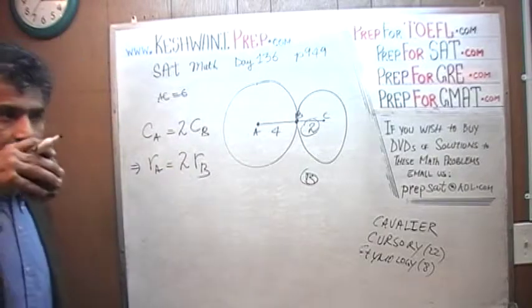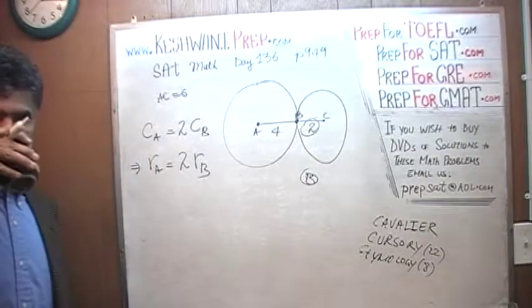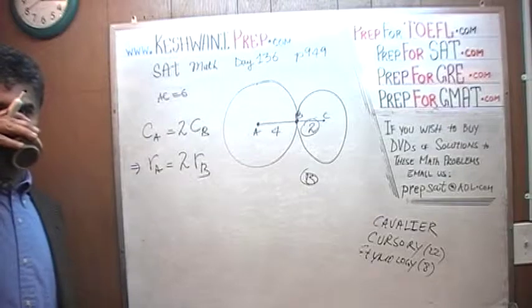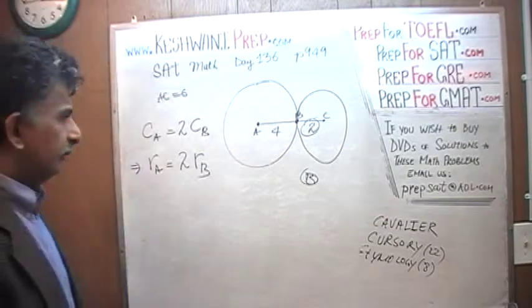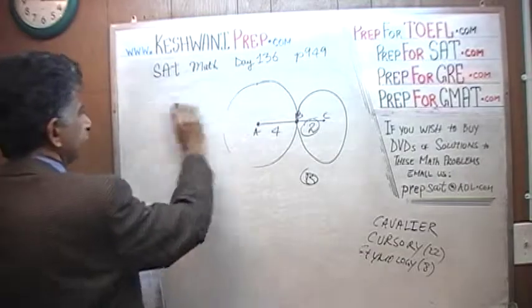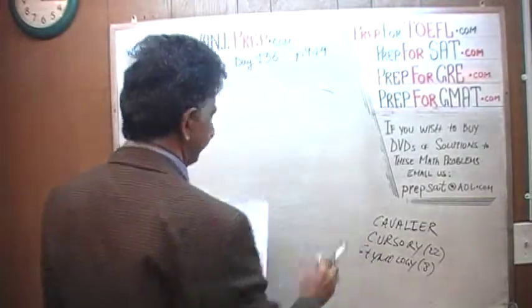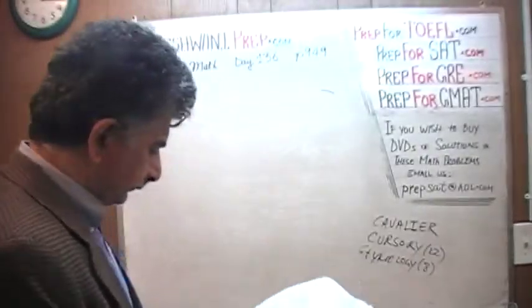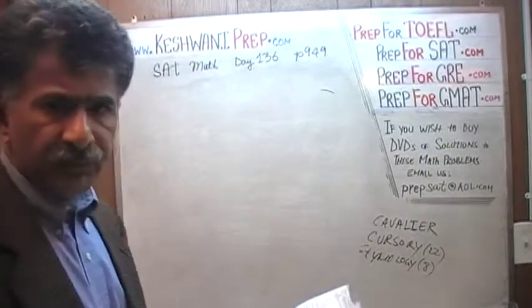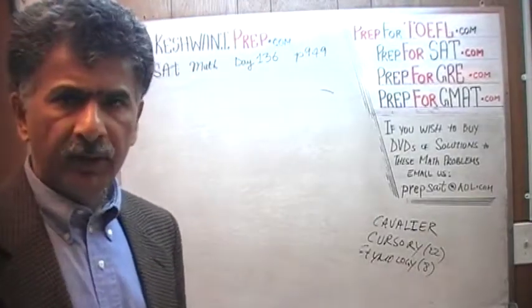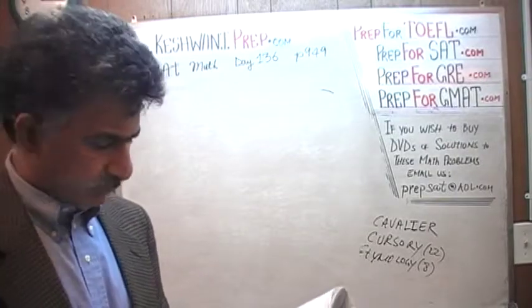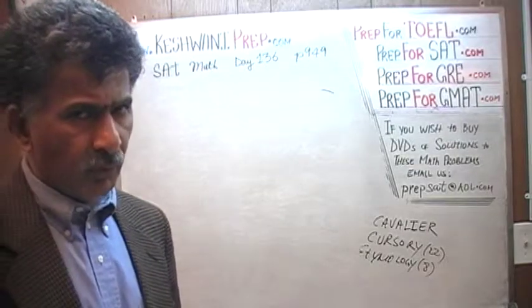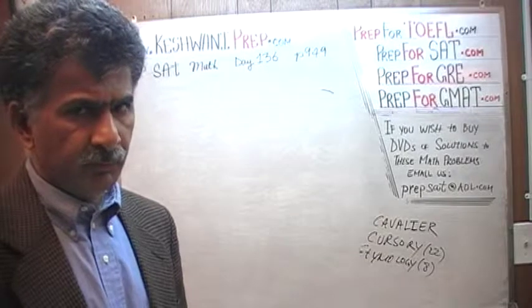Question number 4. They give us a whole bunch of points on the XY coordinate system. I'm not going to plot all of them. That will take too long. Let's just read the question. You have to have the book in front of you, as I always remind you. Without the book in front of you, you're just wasting your time.